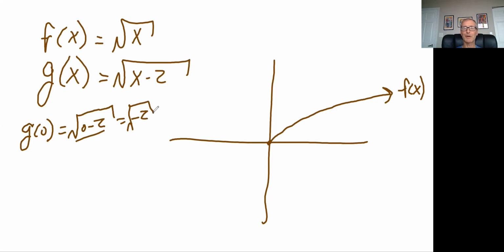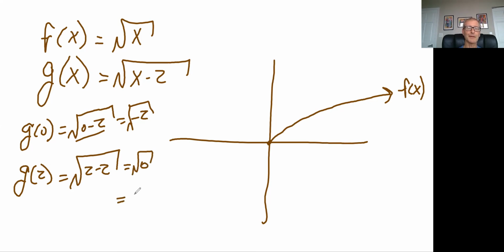So the question is, what value of x do you plug into g of x to get the y value to be 0? And that would be the number 2, right? You plug 2 in, you get square root of 2 minus 2, and that would be square root of 0, and that equals 0. So you see that when we graph g of x, when x equals 2, y equals 0, that would be this point here. And so when you graph this, it would look like that, right? So this would be g of x. So that's what we mean that when you subtract from the x variable, you actually shift to the right.